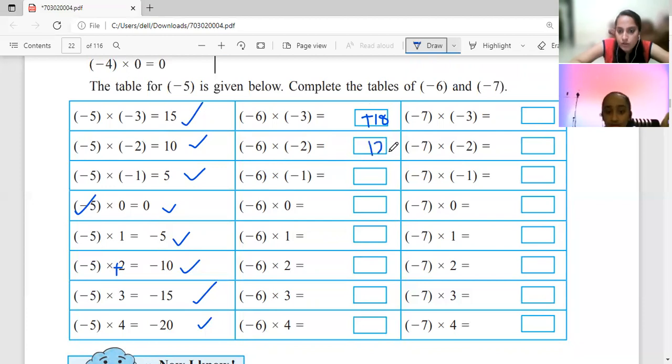So is it important to write the sign? No, if we don't write it is okay. Okay. 6 ones are 6, and minus into minus is positive, so I don't have to write that sign. 6 into 0, minus 6 into 0, the answer will be 0. Product will be 0. What would be the next answer?